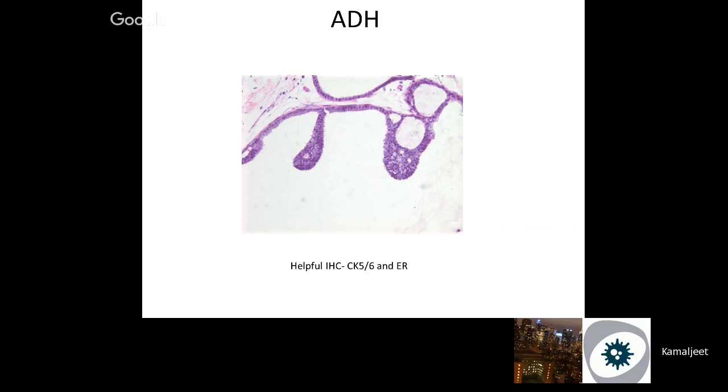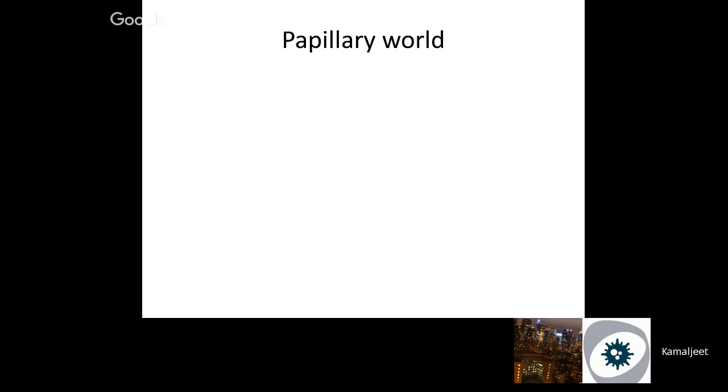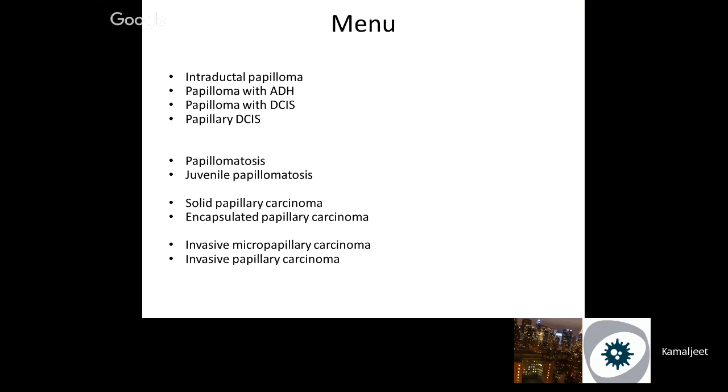There are immunostains that you can do to differentiate UDH versus ADH. If morphologically the proliferation is ambiguous, you can use CK5/6 and ER. We'll go over this when we talk about papillary lesions, and how to separate ADH from UDH. So let's go on to the papillary world, and these are the lesions which we will be covering.